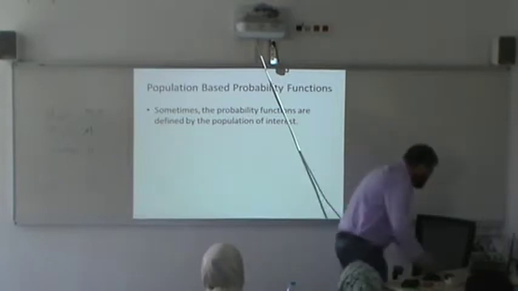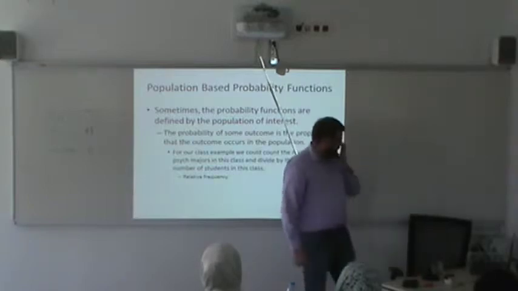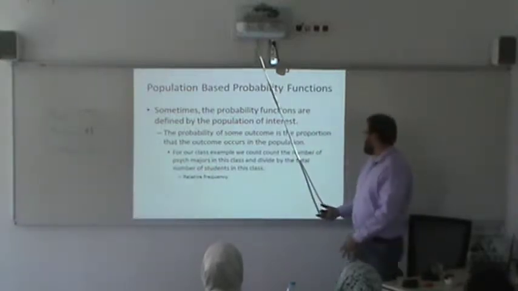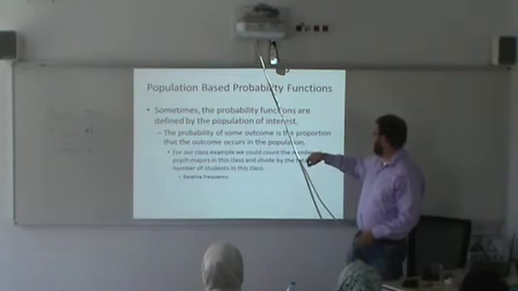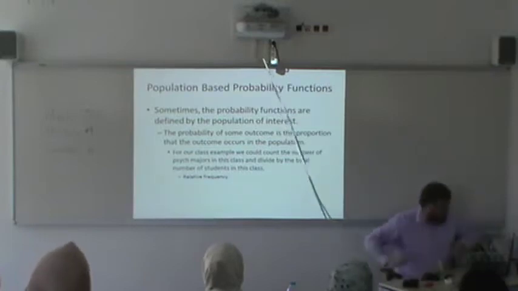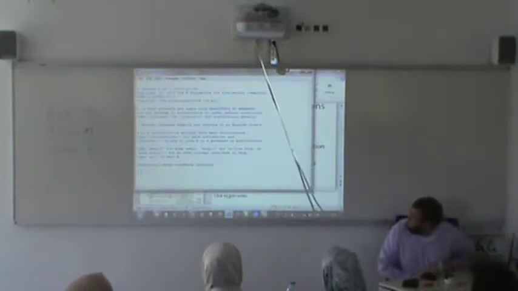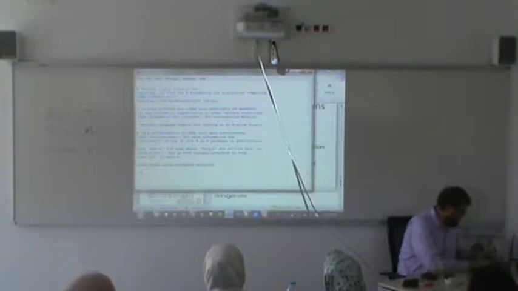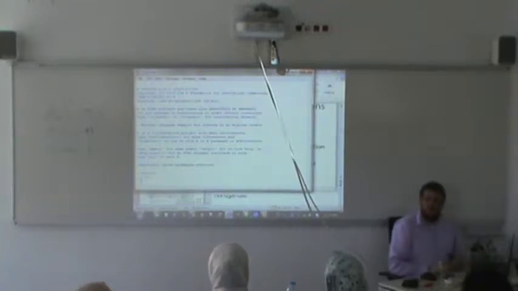If that's the case, then I can create my own probability function. The probability of some outcome is the proportion, or the relative frequency, that that outcome occurs in the population. So for our class, we can divide the number of psych majors by the total number of students in this class. My math isn't that great, so let's go to R. We have 32, 1 and 10. Actually, I'm good enough: 32 plus 1 plus 10 is 43. So we have 43 total students.